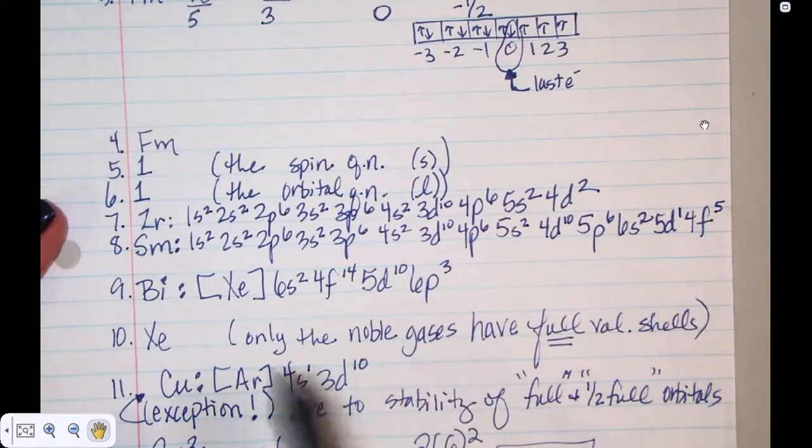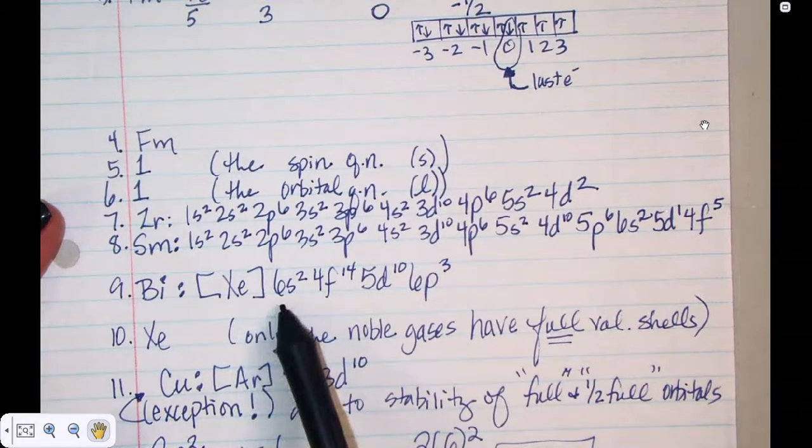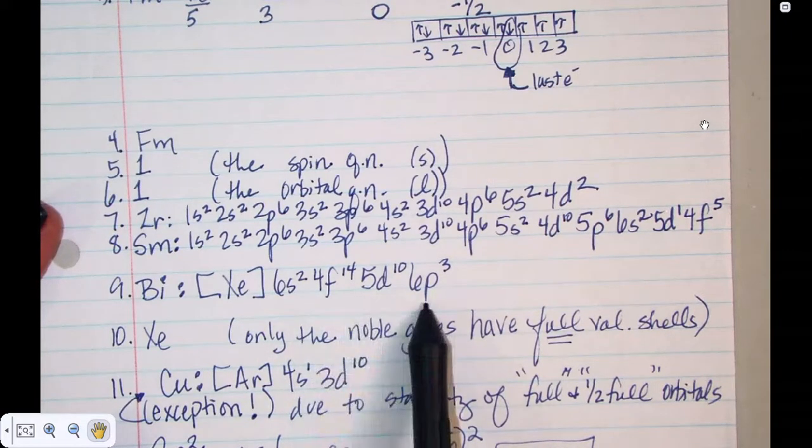Number 9, I want you to do shorthand for bismuth. So for that one, you're going to put xenon in square brackets: 6s2, 4f14, 5d10, 6p3.